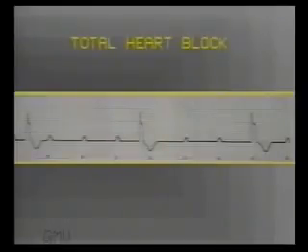That is, the atria are beating to their own sinus rhythm and the ventricles are beating to their own ventricular rhythm. Impulses are not going across the AV node to the ventricles. So this is third degree AV block or complete heart block.